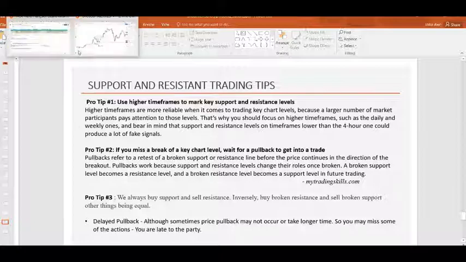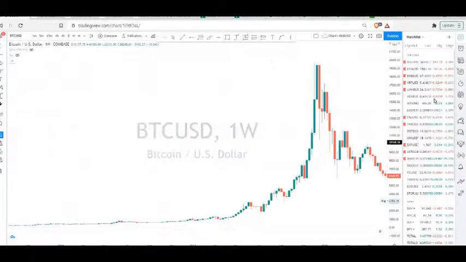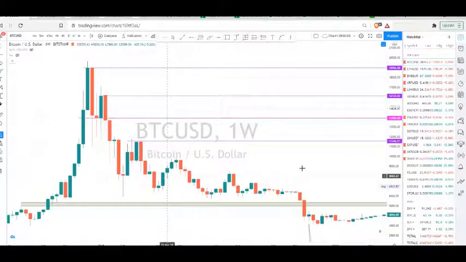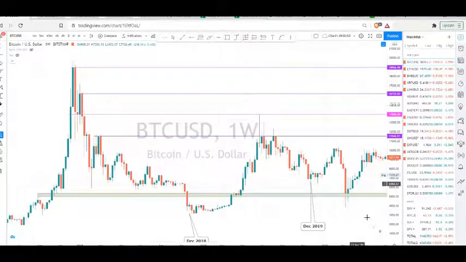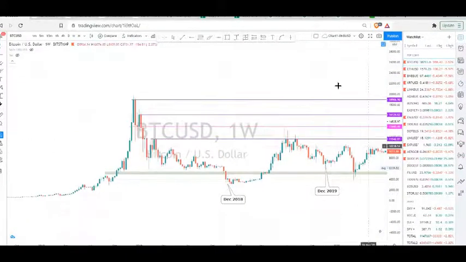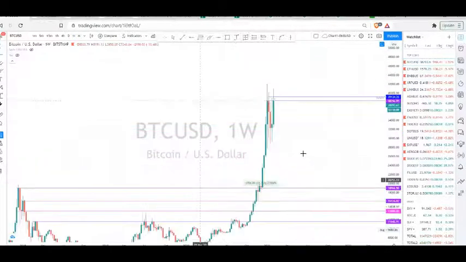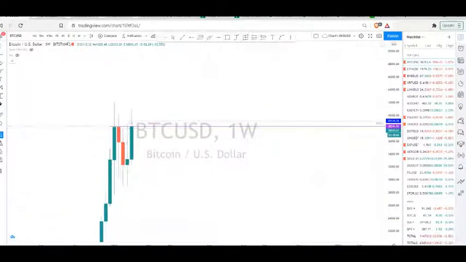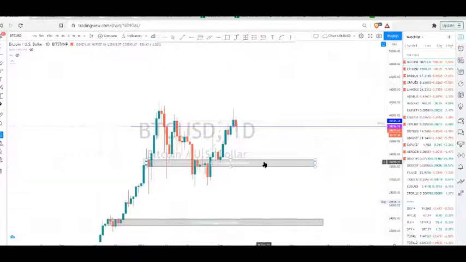So what I do is when I want to mark a level, I go to the weekly. Let me come to my chart. These are levels that I've marked. I've marked them on weekly. For instance, this one now is a weekly level. This purple one is a weekly level. If I go to the daily, these are daily levels.